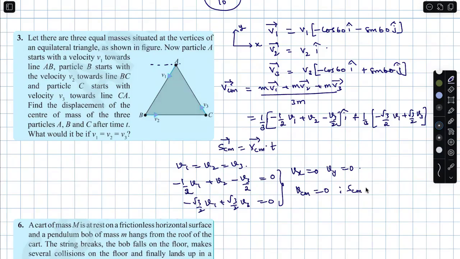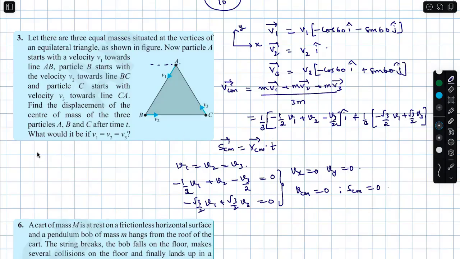So displacement of center of mass is 0. Any doubts? Are we clear on this? Sure? So you should get some idea on this. Since there is no external force, good question.